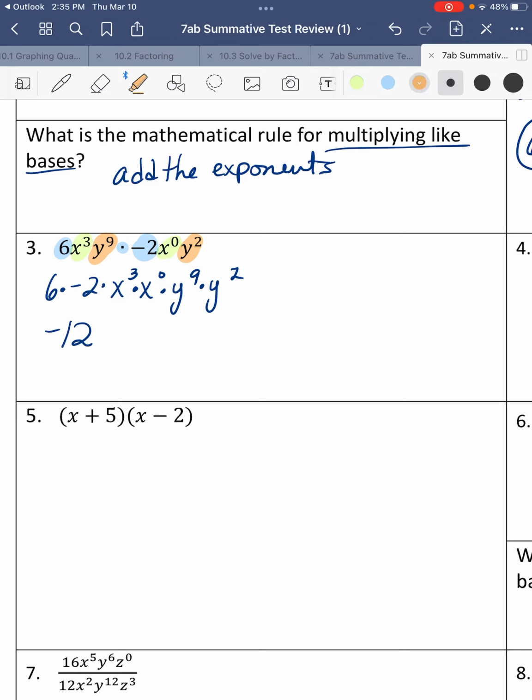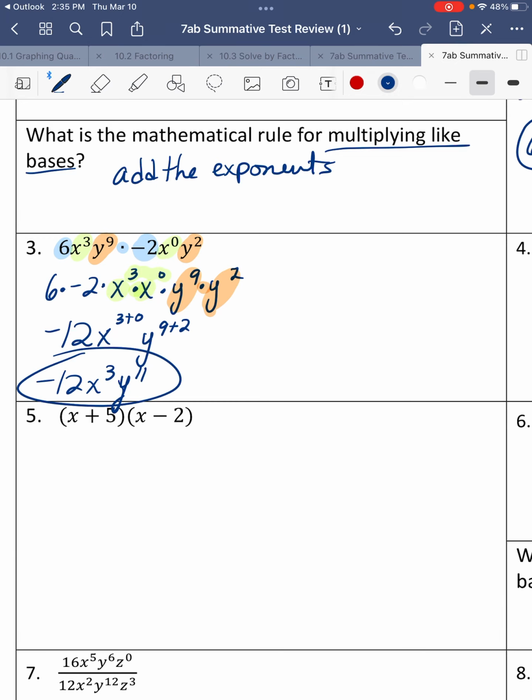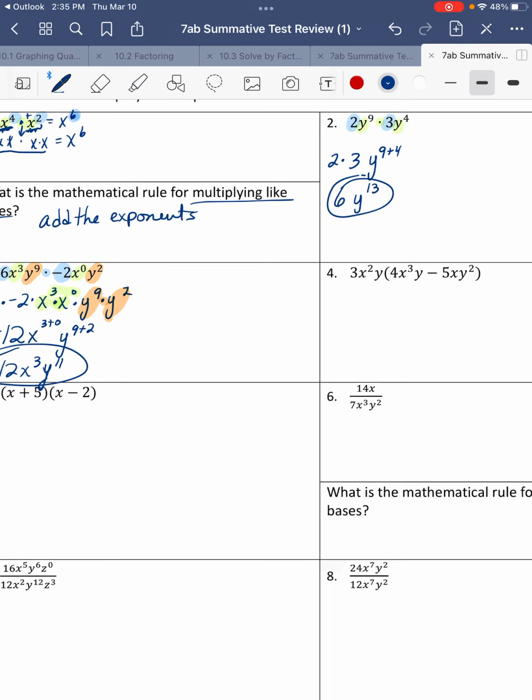We have like bases on our x's with multiplication. So we're going to add these exponents. So 3 plus 0. Again, on the y's, we have the exact same thing. We have y to the 9th, y to the 2nd, multiplication. That's going to be y to the 9 plus 2. So negative 12. 3 plus 0 is 3. 9 plus 2 is 11. So negative 12, x to the third, y to the 11th.